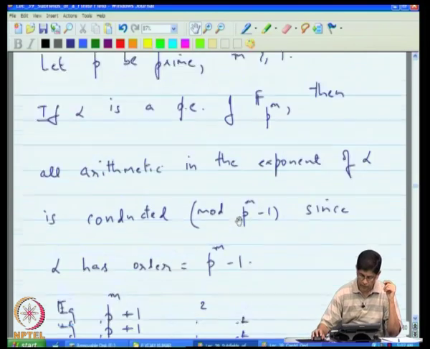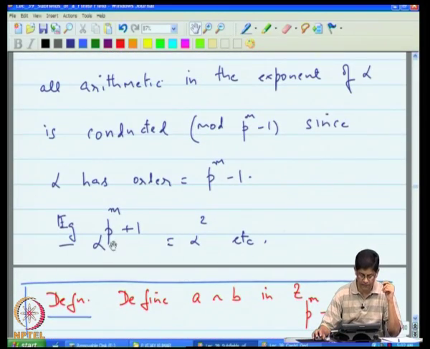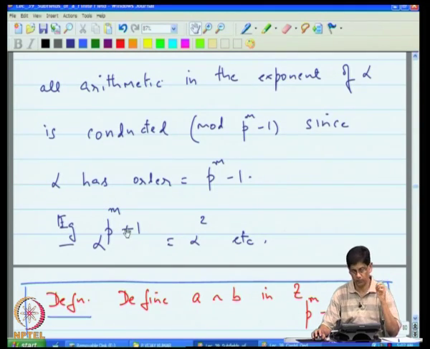Okay. So, for example, if I look at alpha to the p to the m plus 2, then I know that that is just alpha squared, and I can see that by doing arithmetic modulo p to the m minus 1 in the exponent.